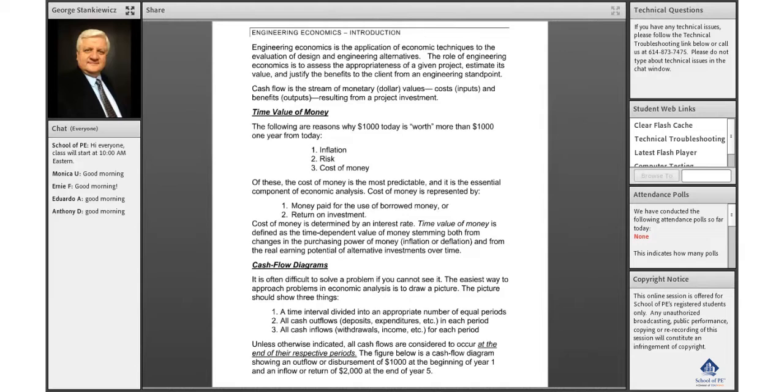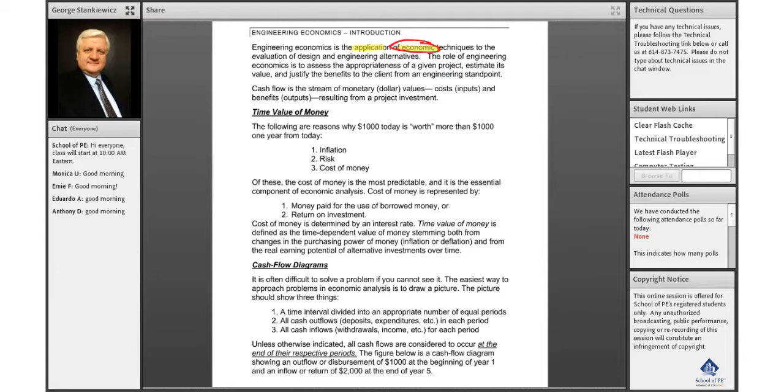So what is engineering economics? Engineering economics is the application of economic techniques to the evaluation of design and engineering alternatives. Although we're going to focus our attention mainly on the economics of it, be aware also that engineering economics may be hidden in other types of problems.